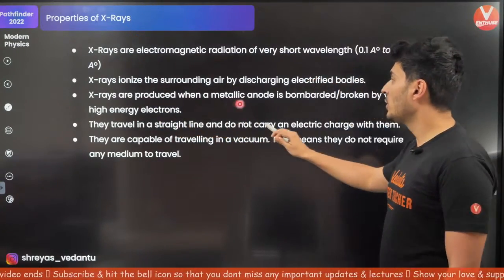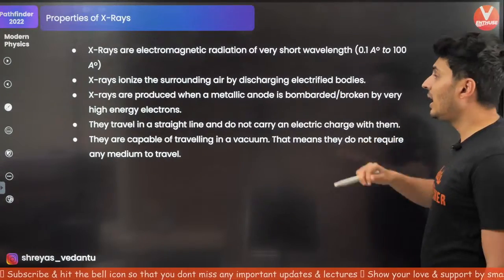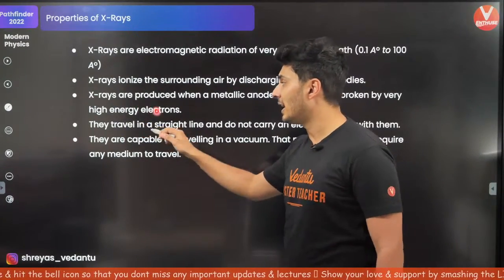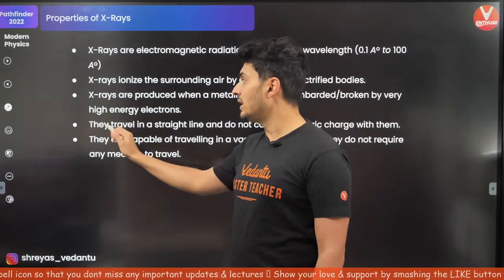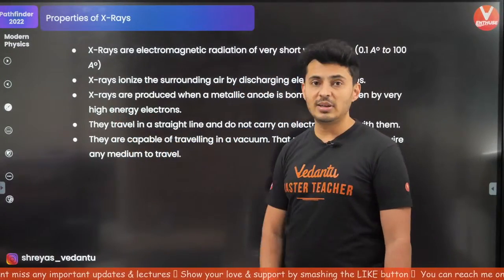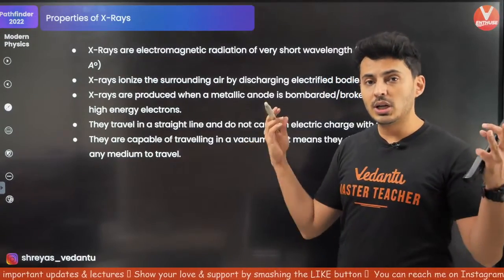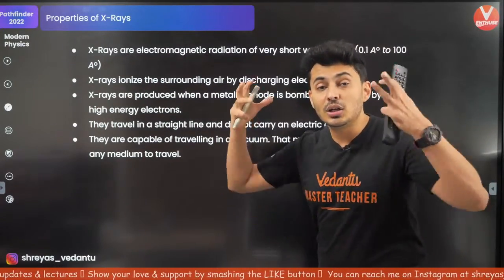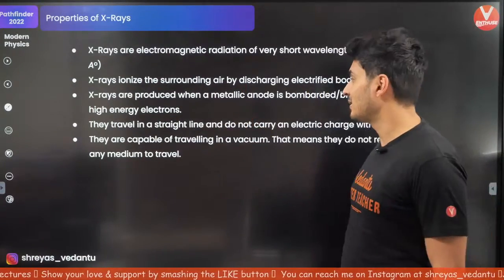Next, they are also produced when a target is bombarded by very high energetic electrons. That is what you are going to study in today's class: how X-rays are produced when you bombard electrons and you put a target material. Depending on the target material, you will get different X-rays.